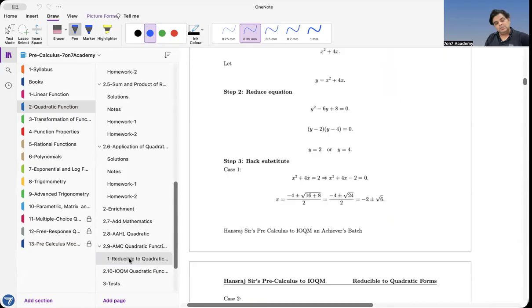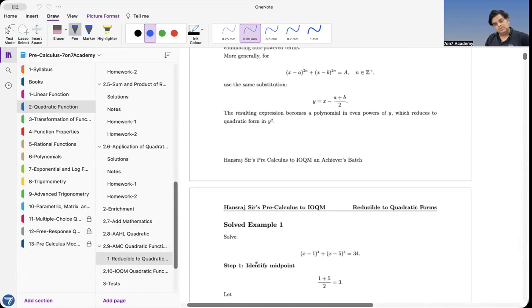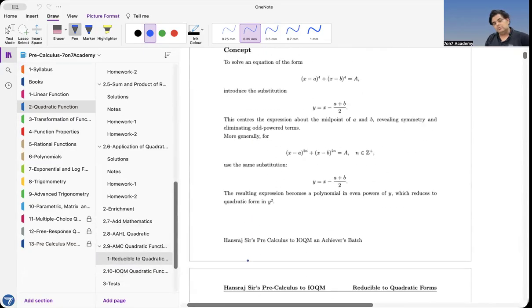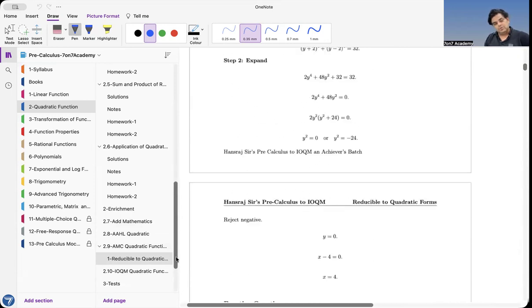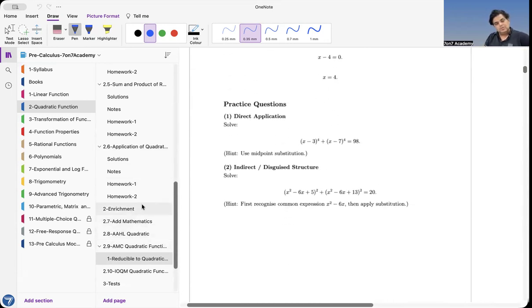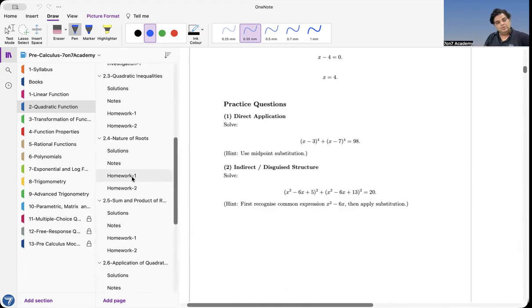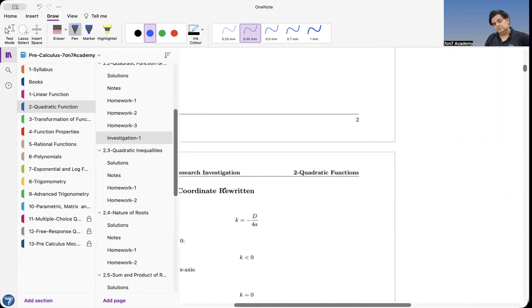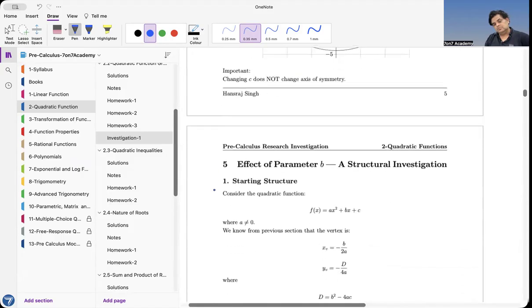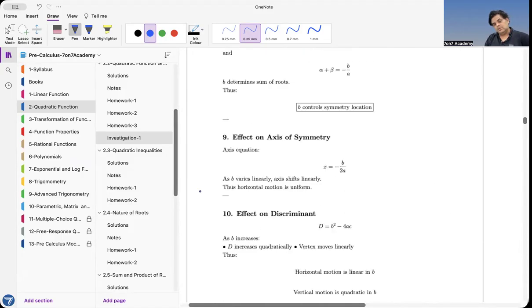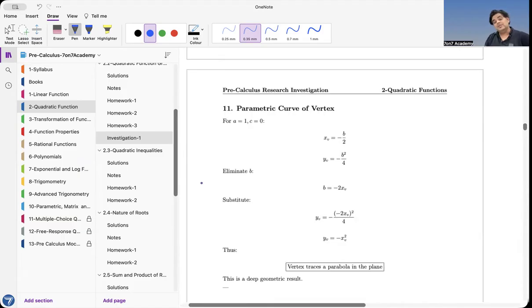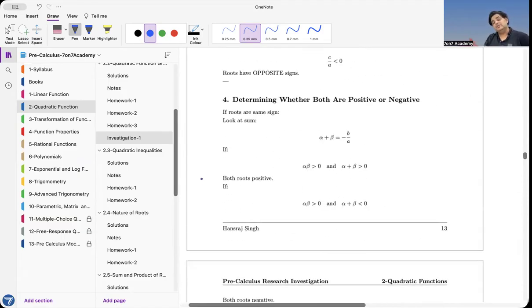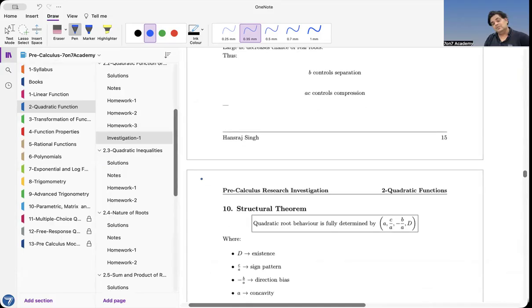Like sir, I have something like here: this reducible to quadratic. This also I want to teach. I want to do this investigation also. I just created some investigation by myself. This is really good. What's the derivation? What is the meaning of each and every parameter? If you increase it, how will the graph look like? This I created.